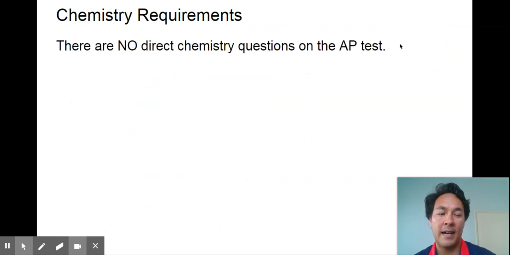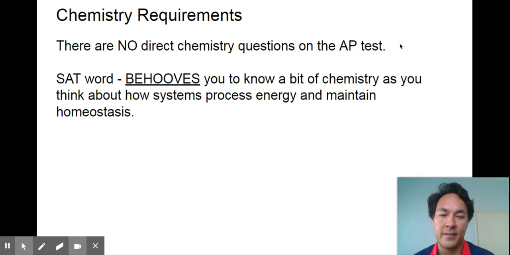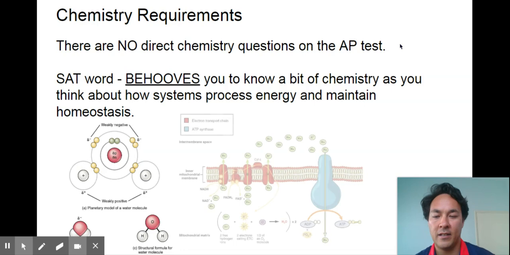This is from my observations, having taught AP Biology for the past several years, that there are no direct chemistry questions on a test. That's on an AP chemistry test. And they've even removed things like Gibbs free energy and enthalpy questions. But giving you an SAT word, it behooves you to know a bit about chemistry as you think about how systems process energy and maintain homeostasis.